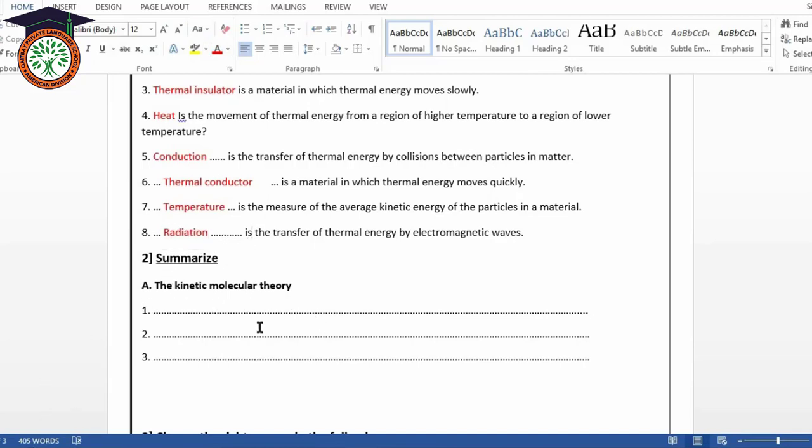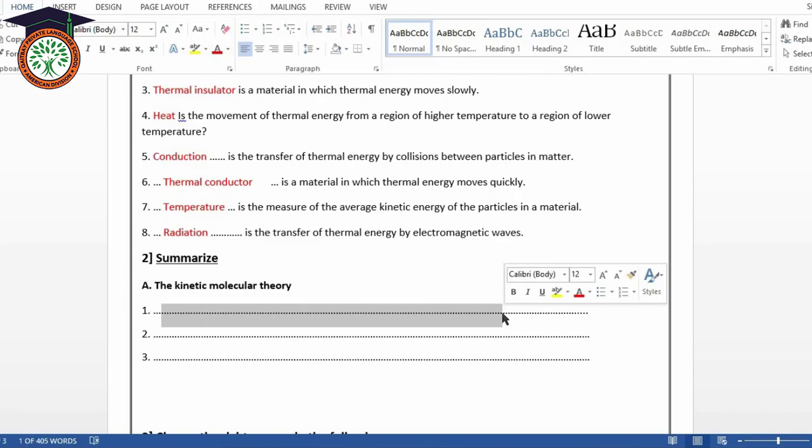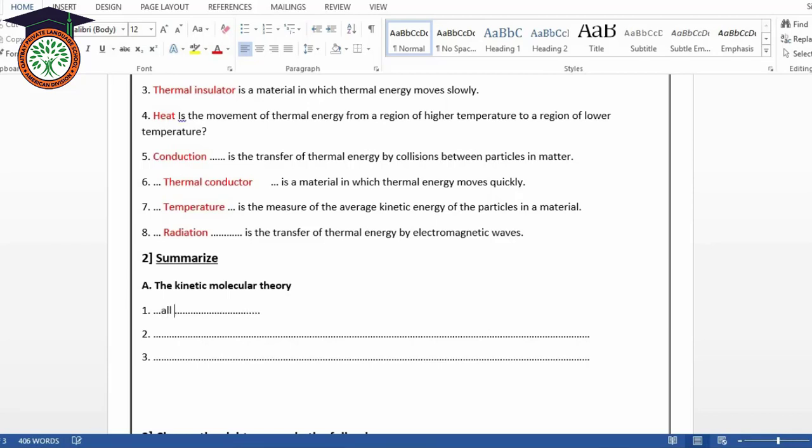Let's summarize the kinetic molecular theory. Do you remember them? The 3 of them. What is the first one? Yes, all matter is made up of particles.